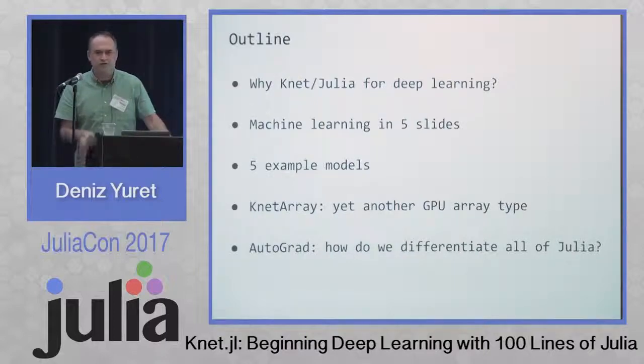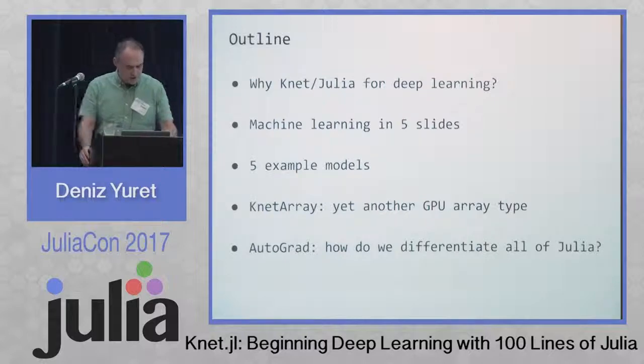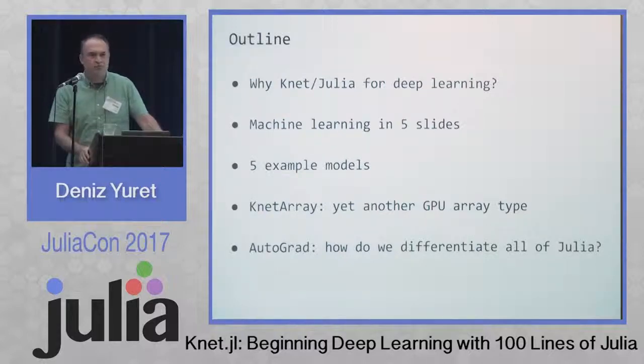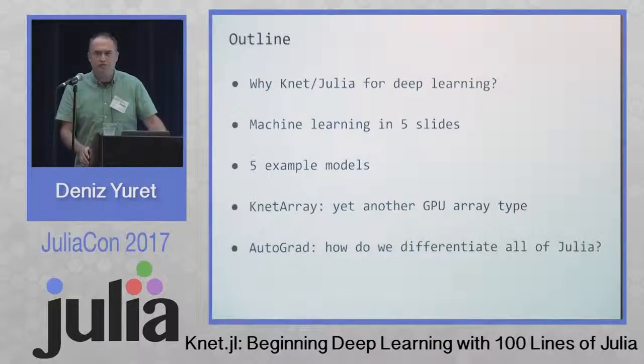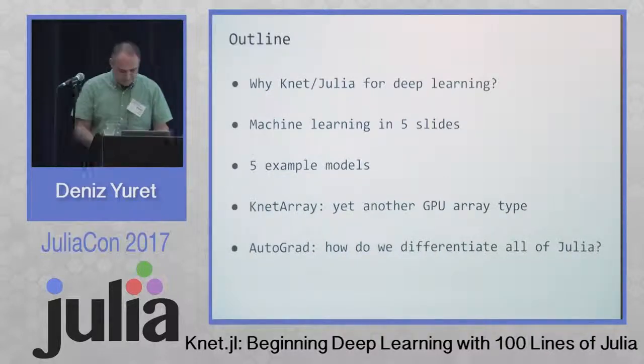For the rest of you, the example models are available online. So we'll look at a couple of them, and the rest you can see yourself, because I want to spend more time actually looking under the hood, at how it works with the new type of GPU array that I prepared for Knet and the AutoGrad implementation.